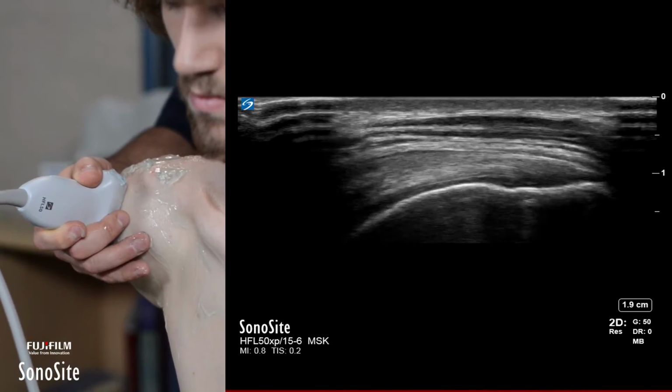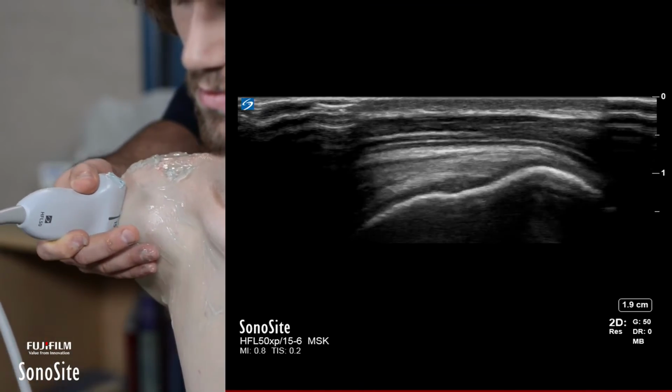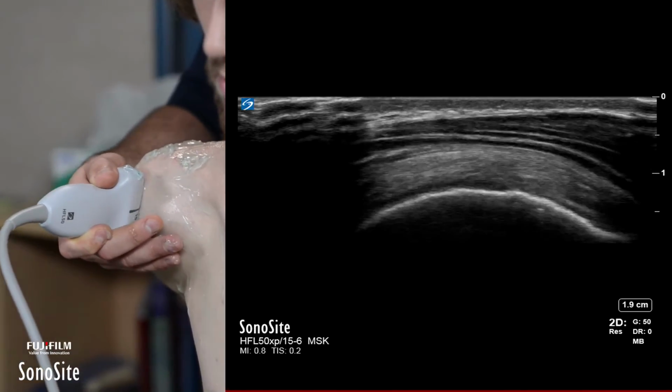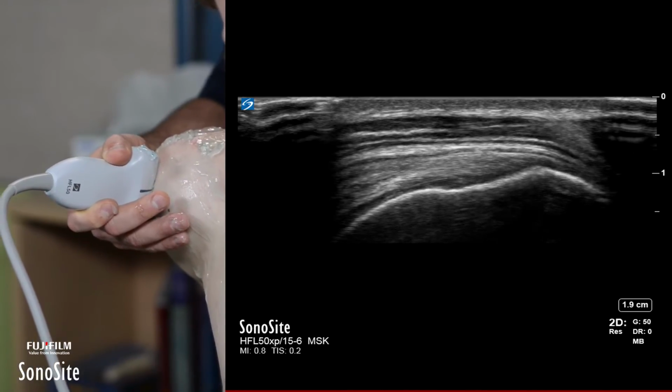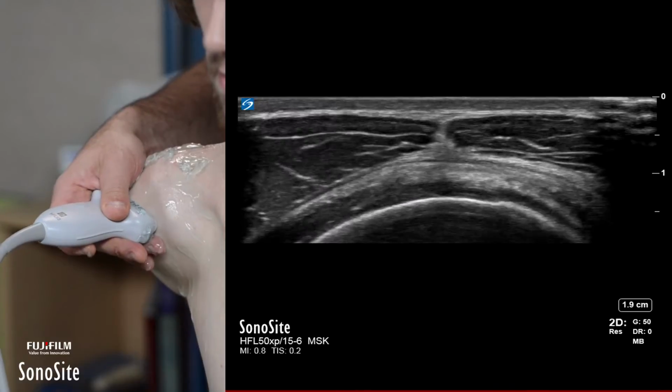One thing that's important is that when you're doing the scan, you need to move the probe left to right, which is making sure you're capturing all the different portions of the tendon. I also want to be able to look at a short axis view, which is called a ball and tire view.